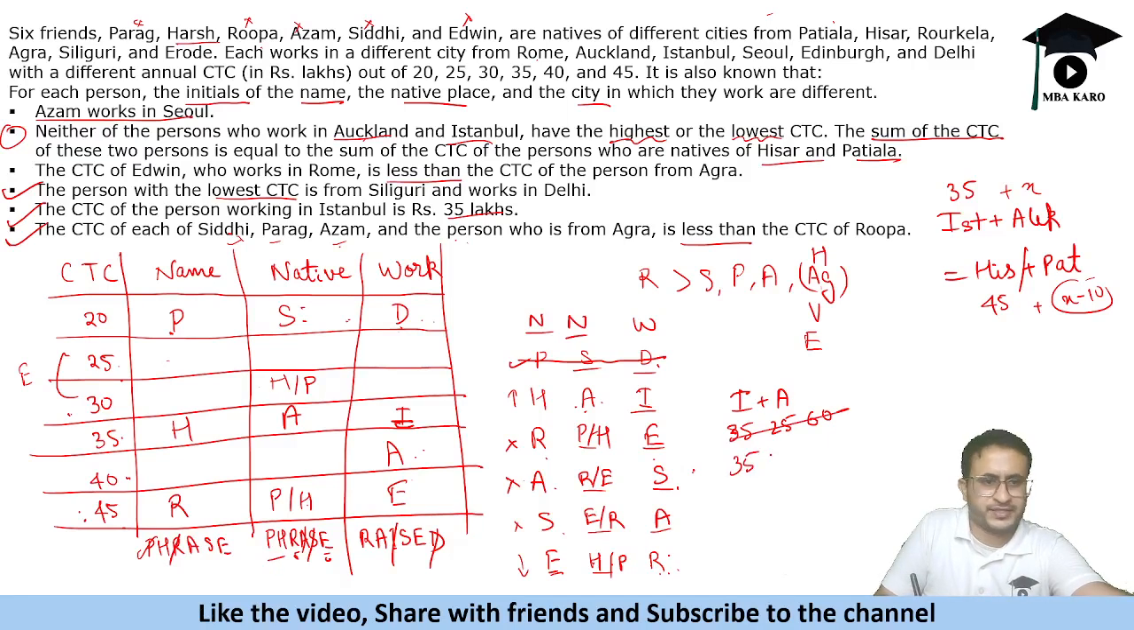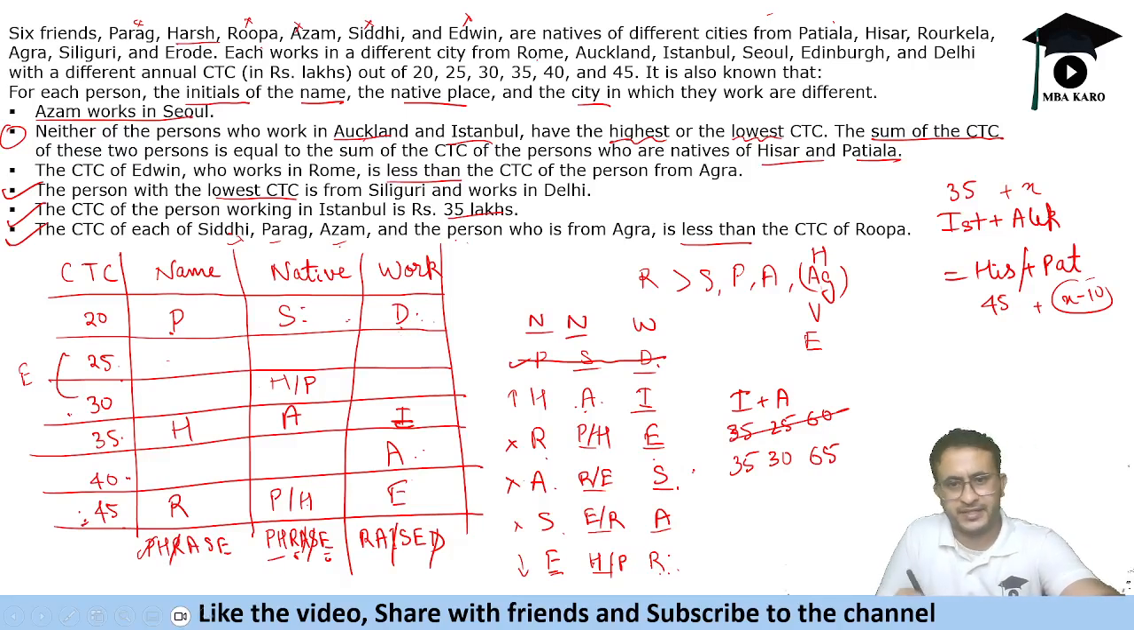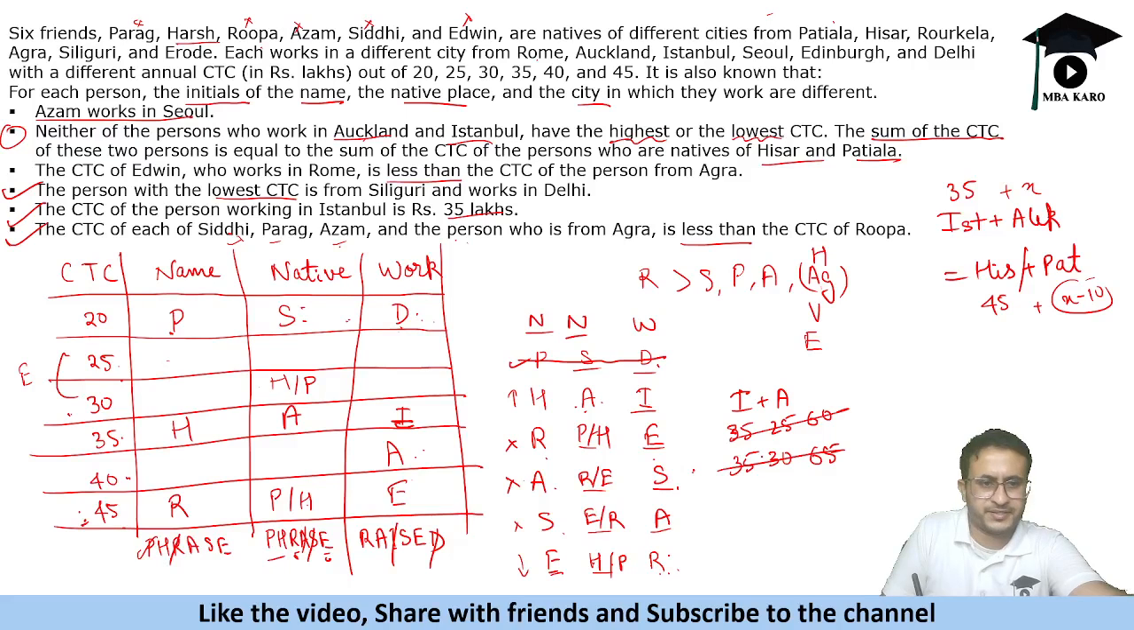If you take this as 30, so total is 65. So 45 with 20 will not match because this is something else, right? So 35 with 30 also cannot come. So if you put 35 and 40, that is 75. Okay, 75 means this is 45. The other thing should be 30.